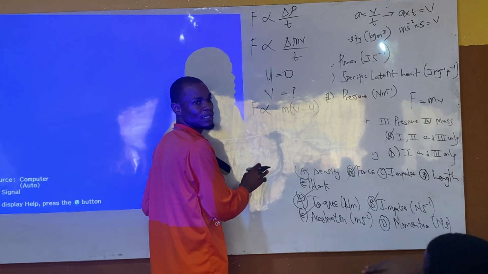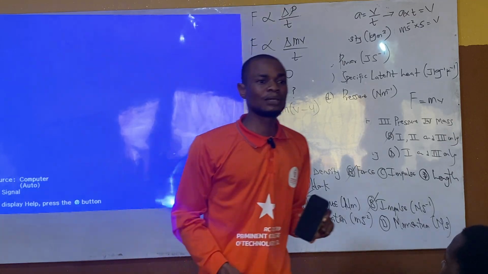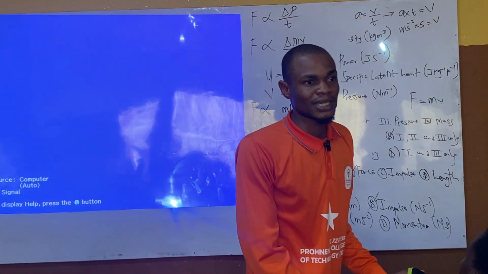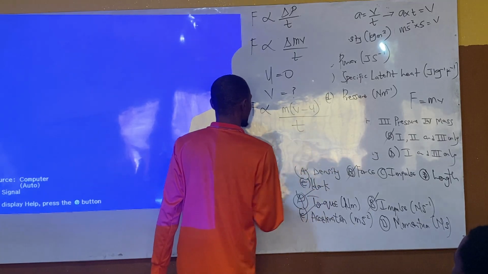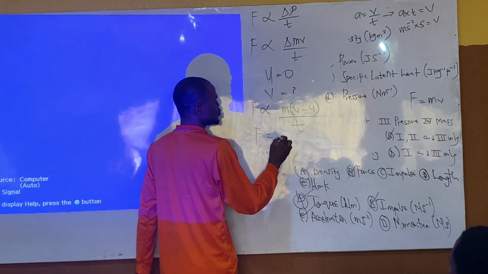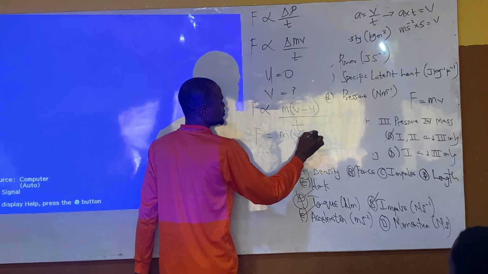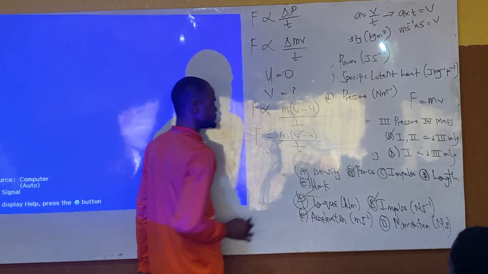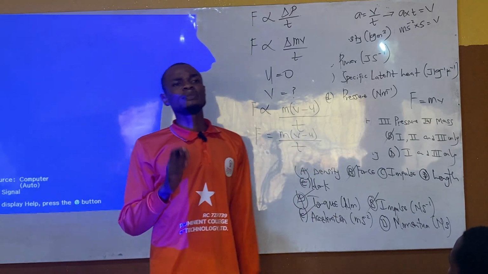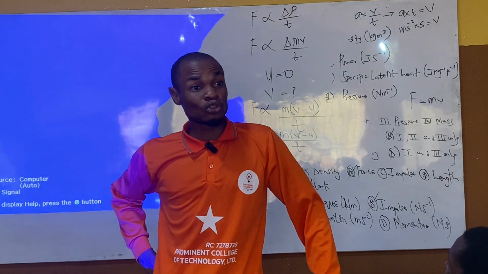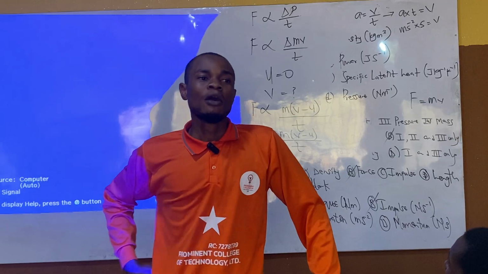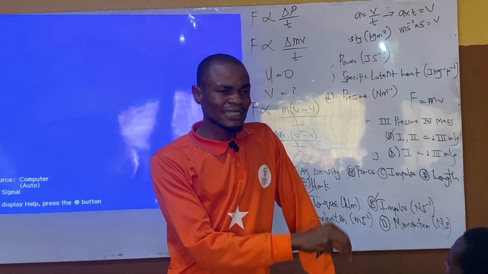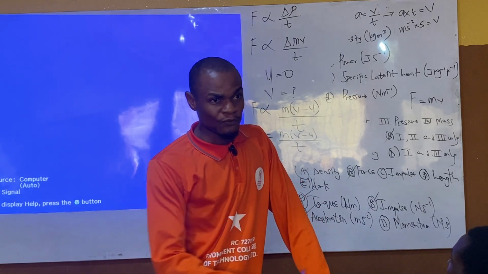This triangle here means what? Change. Over what? Time. So F equals what? m(v minus u) over time. You can only remember Newton's first law and third law because you can think of the application. But I've applied the application of Newton's second law now. I've done it for you.